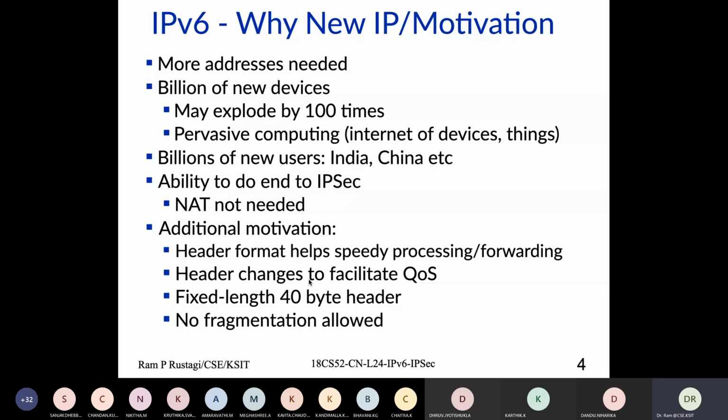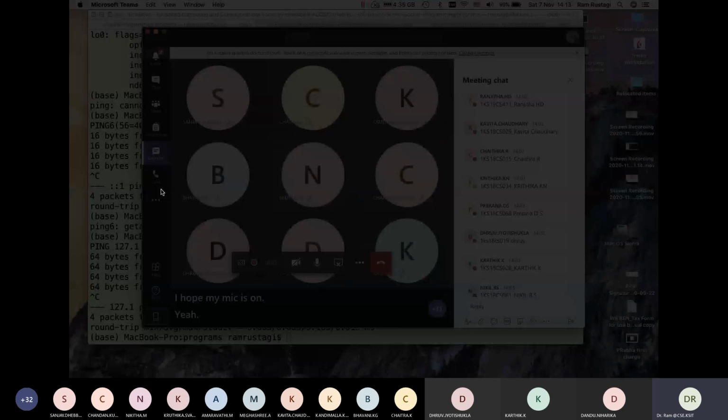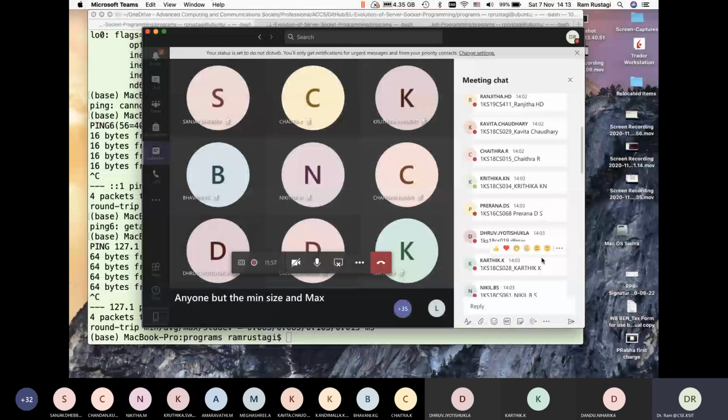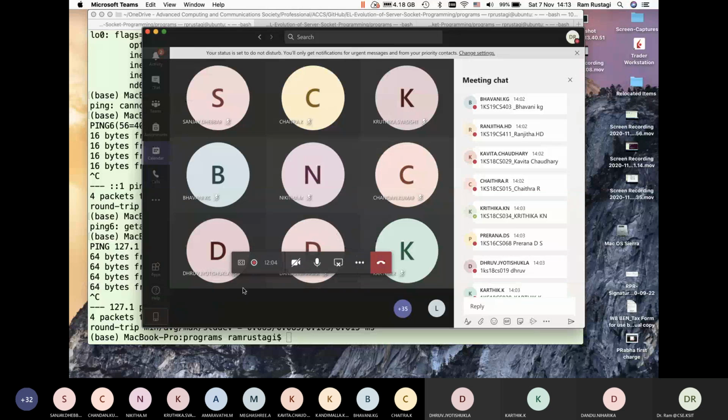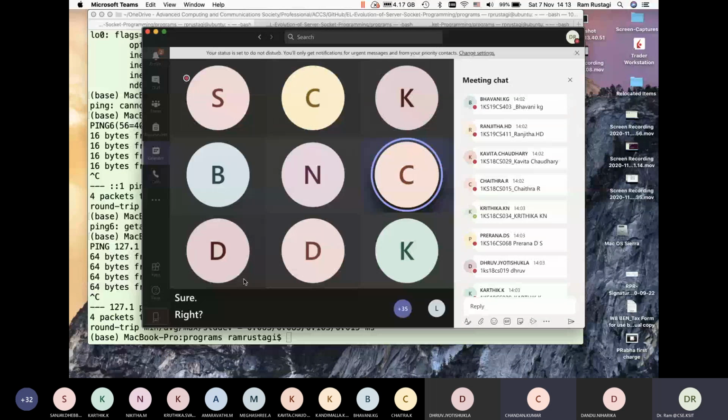Can we simplify the header format? What is the minimum size and maximum size of the IP header? Anyone? What is the minimum size and maximum size of the IP header? How many bytes maximum can an IP header be, and what is the minimum number of bytes in an IP header?